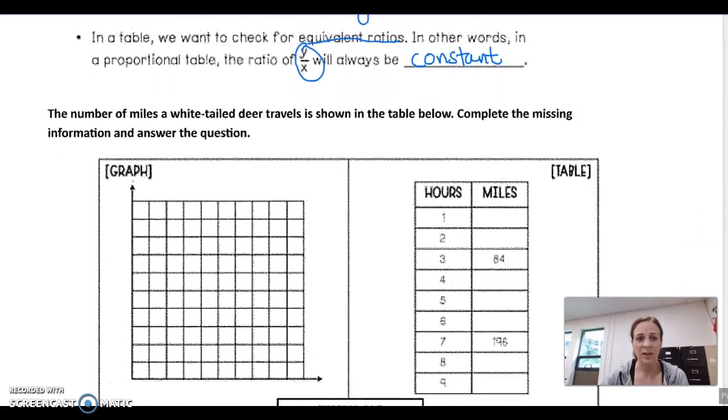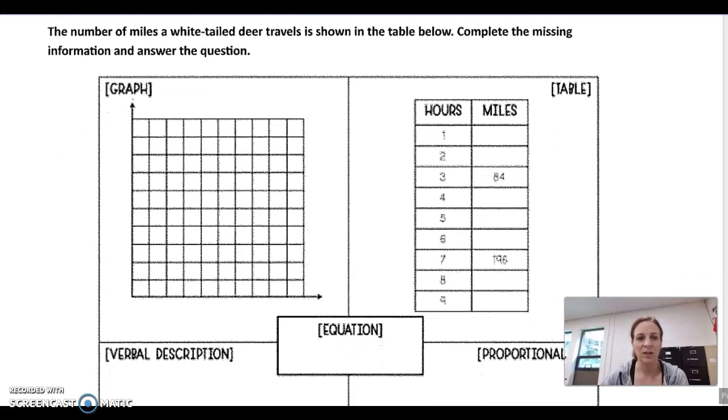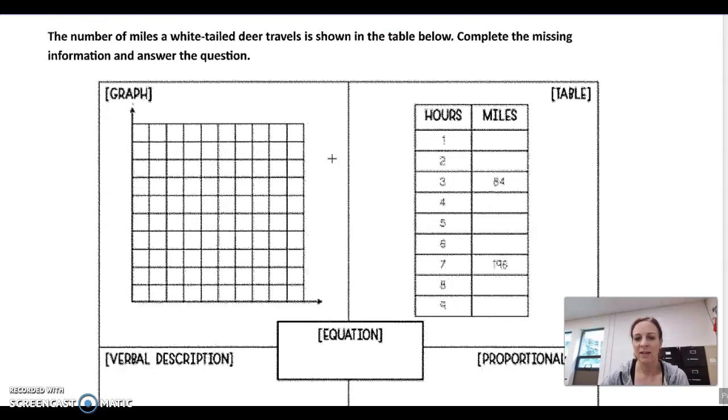So let's check out the different ways we can represent all these things. We're going to apply what we just talked about as a graph, as a table, as a verbal description, as being proportional, and as an equation. We've done all of this stuff. Now we just want to see how it lines up when we put it all together. The number of miles a white-tailed deer travels is shown in the table below. We have to complete the missing information.